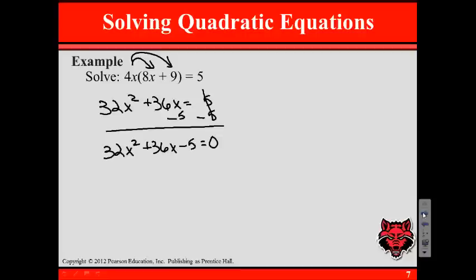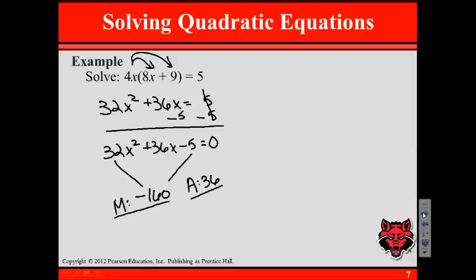At this point, we need to factor the left-hand side. We start by looking for a greatest common factor, and there is none other than 1, so we can't factor out anything. We also notice that the coefficient of x squared is a number that is not 1, so we have to use the factor by grouping method. It says we multiply the first and last coefficients together. That will give us negative 160. So now we want two numbers that will multiply to negative 160, but that will add to a positive 36.